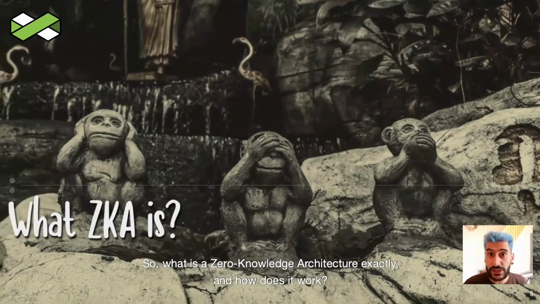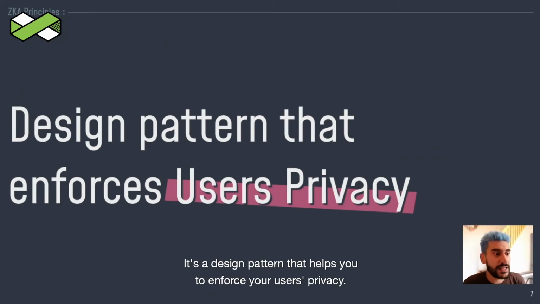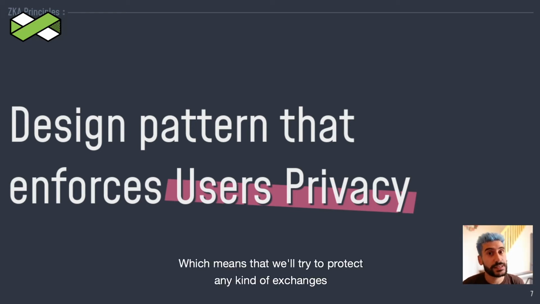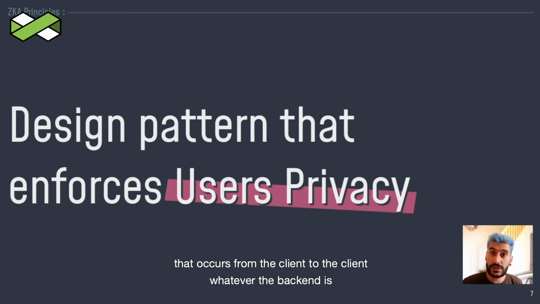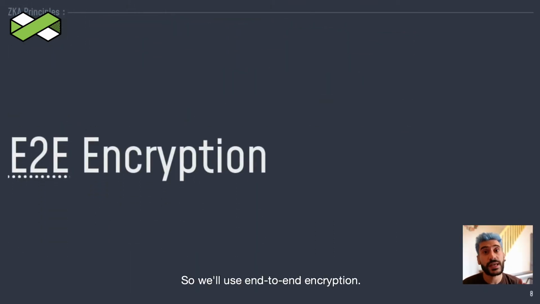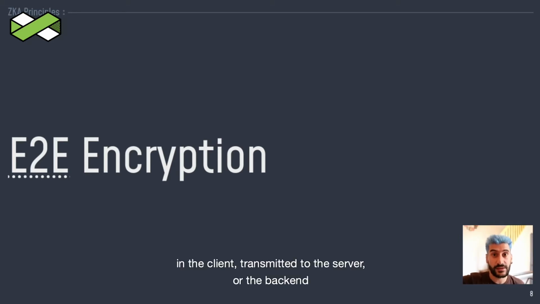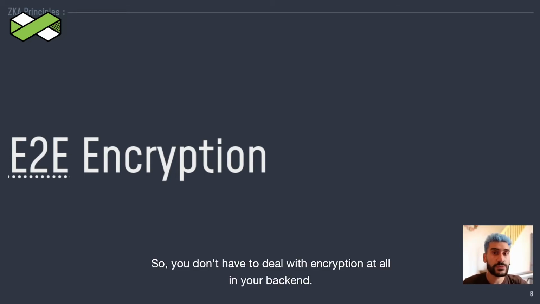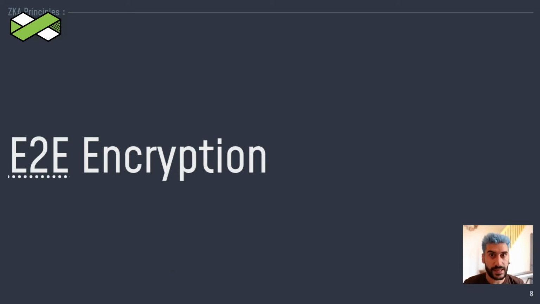So what is a zero-knowledge architecture exactly, and how does it work? It's a design pattern that helps you to enforce your users' privacy, which means that we will try to protect any kind of exchange that occurs from client to client, whatever the backend is and whatever data is transferred between any kind of application. So we will use end-to-end encryption, which means the data will be encrypted in the client, transmitted to the server or the backend, and then returned to the client or transmitted to another client and deciphered on this other client. So you don't have to deal with encryption at all in your backend.